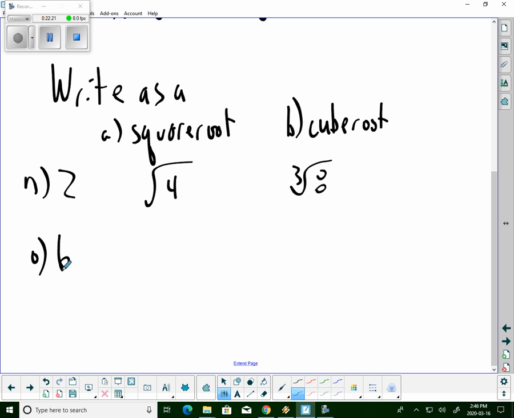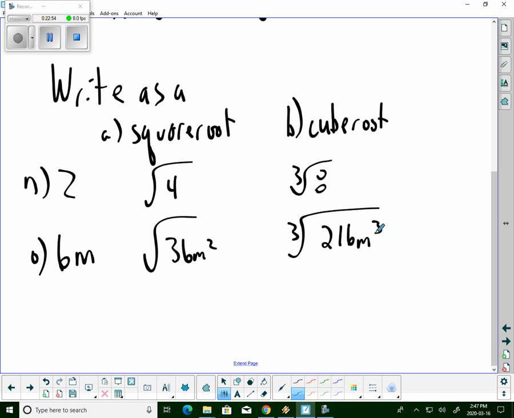6m. The square root of what will give me 6m? Yep. And the cube root of what is going to give me 6m, or give us 6m? Yep. You got it. You got it.